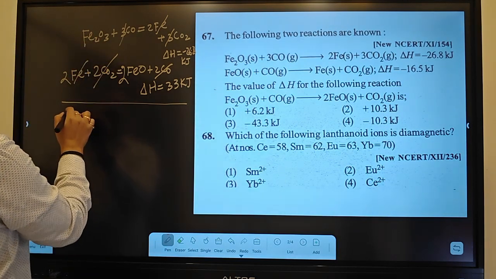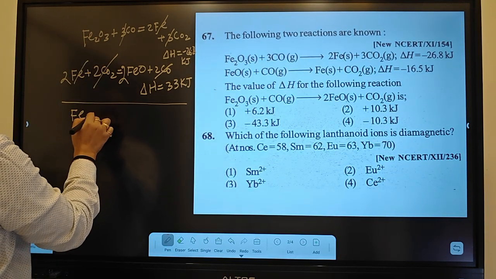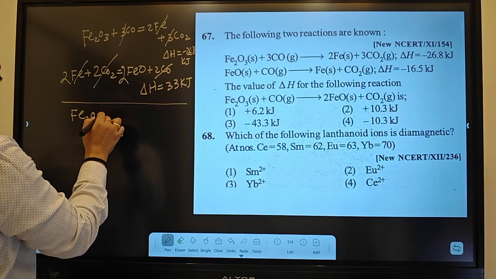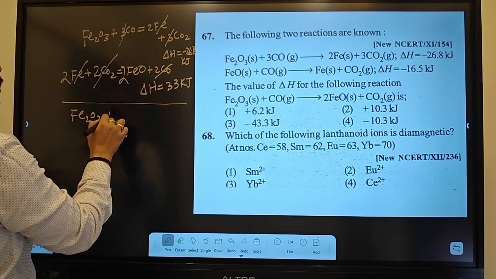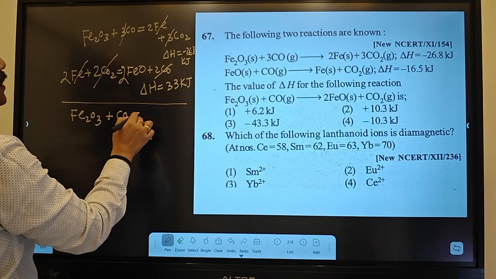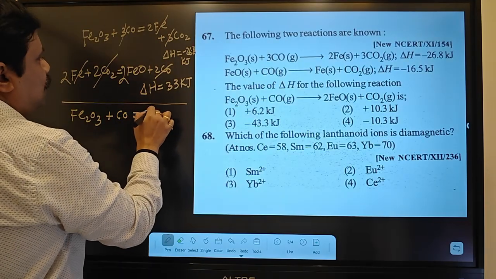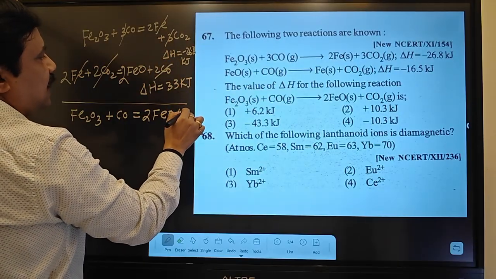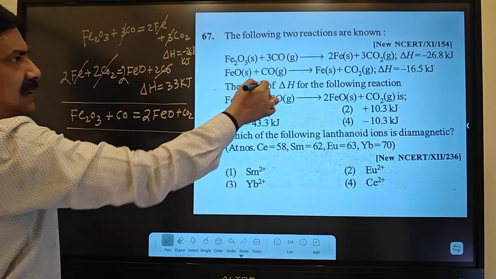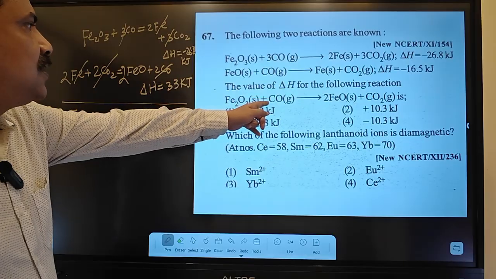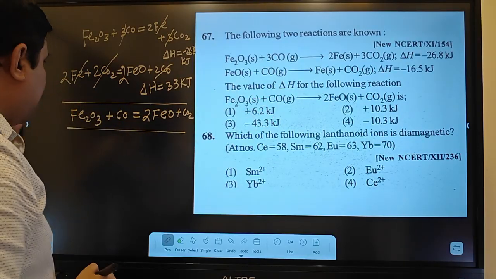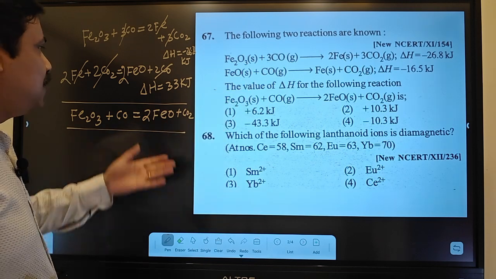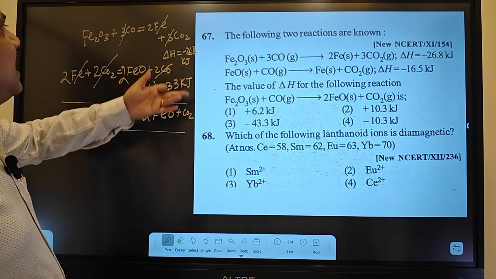Then I am reaching the equation Fe2O3 plus only 1CO converting to 2FeO, and this side 1CO2 is there. That is what I am reaching, and that is their desired reaction: Fe2O3 plus 1 mole of CO gas gives 2FeO plus 1 CO2. That I reach. And now simply I add these things.